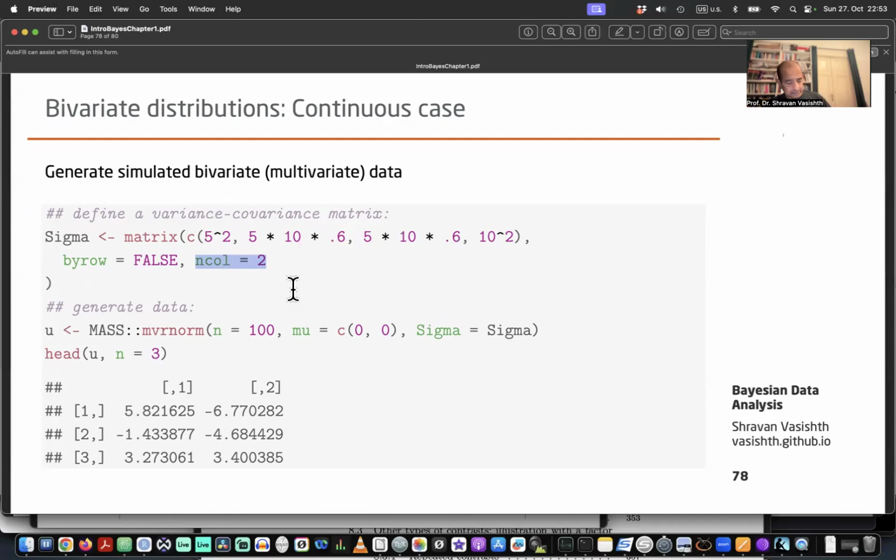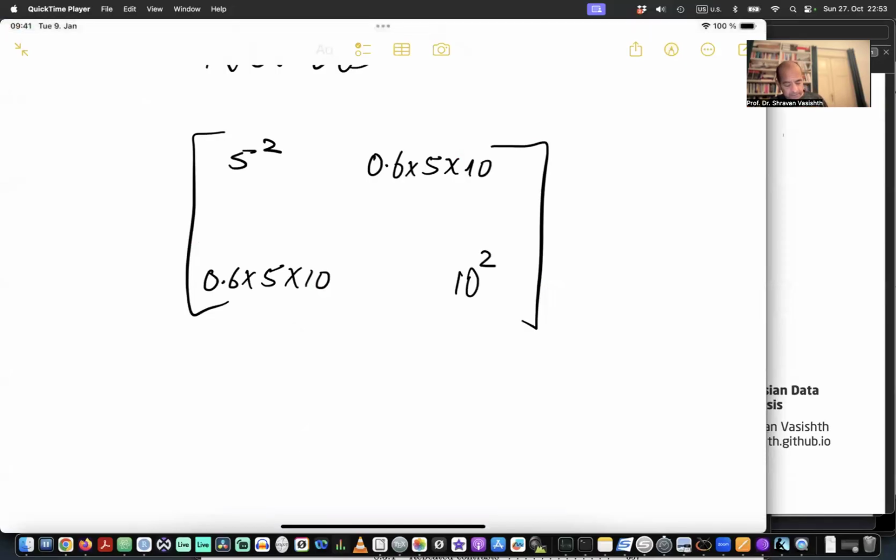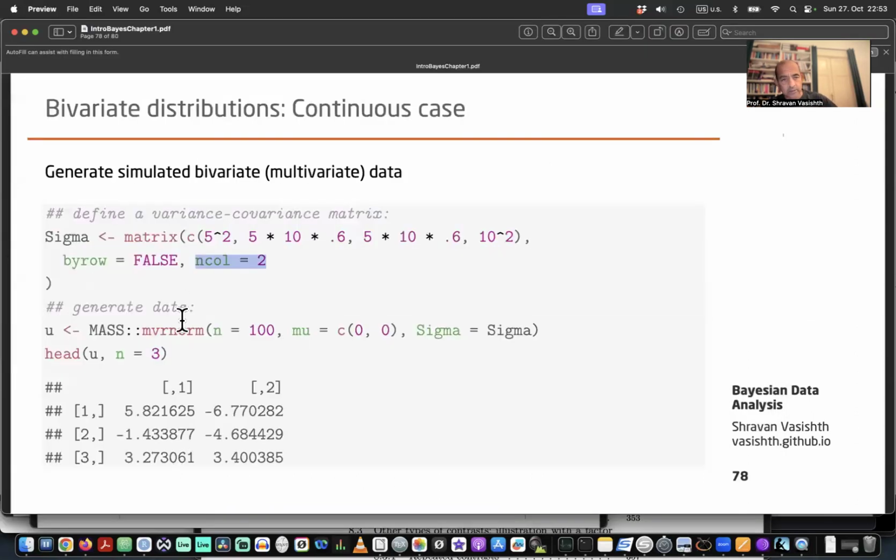And what this matrix is, I'll first write it out and then I'll show you what this matrix is representing. In the top element, I've got 5 squared. At the bottom diagonal, I've got 10 squared, right? And in the off diagonals, I've got 0.6 times 5 times 10. So the matrix I'm trying to build here is this one here, right? And so I'm using the matrix function in R, and I'm defining what comes here, and what comes on the off diagonals. So that's what I've done here.